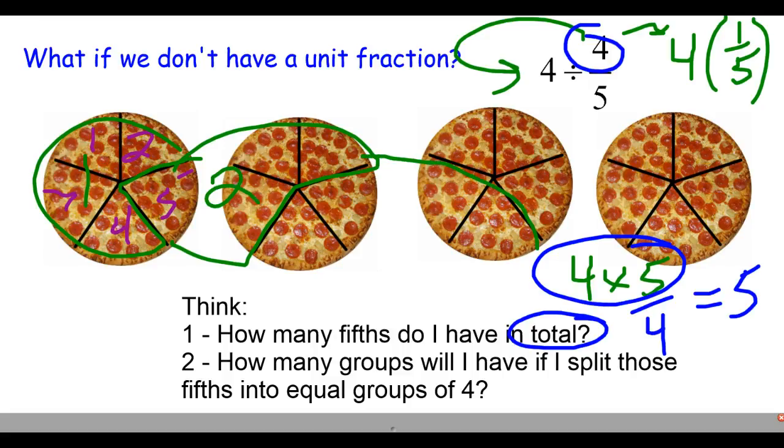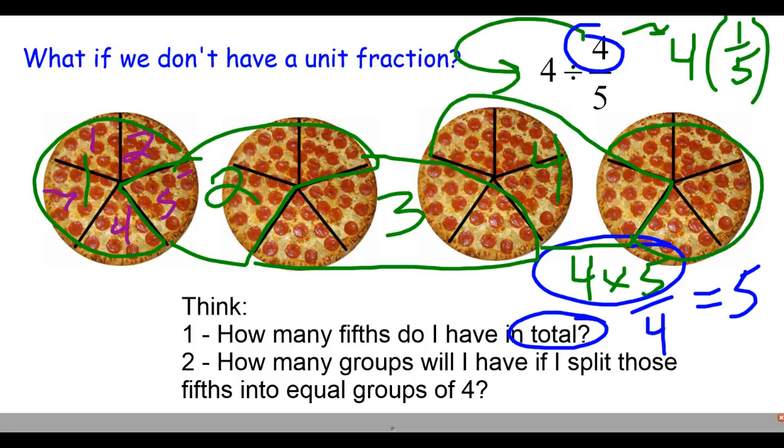Here's another group of 4/5. Here's another group of 4/5. And then finally, at the end of that pizza, we have 5. It takes 5 groups of 4/5 of a pizza to make 4 pizzas.